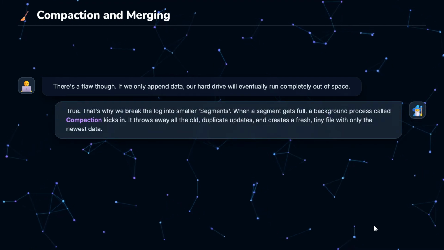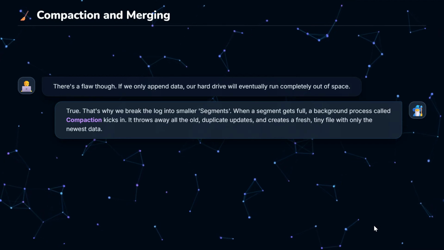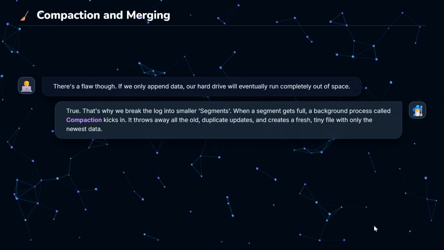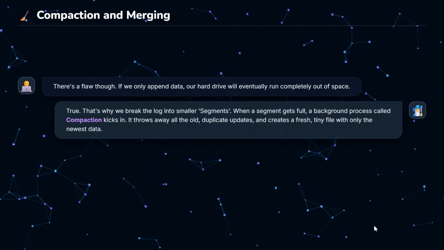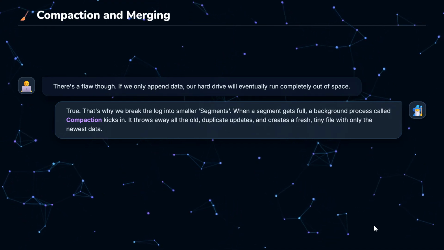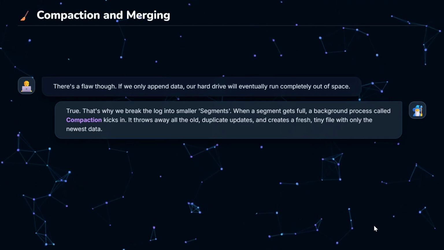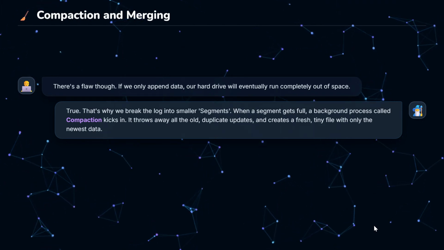To solve this, databases do not use one giant file. They break the log into smaller files called segments. When a segment reaches a certain size, say 100 megabytes, the database closes it and starts writing to a new segment.